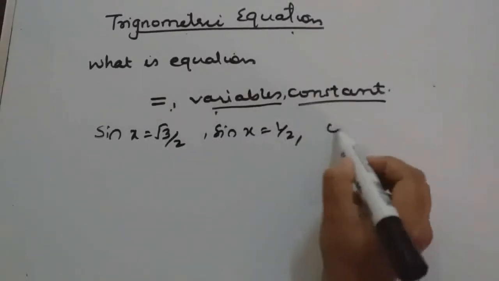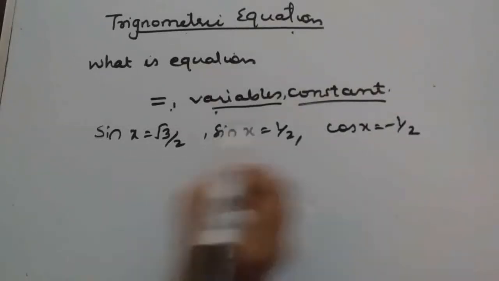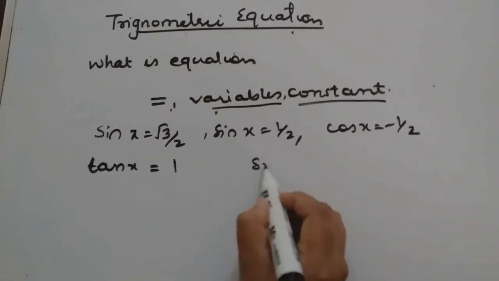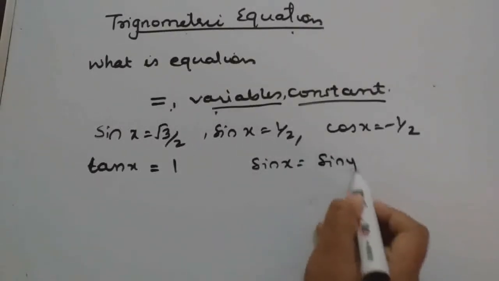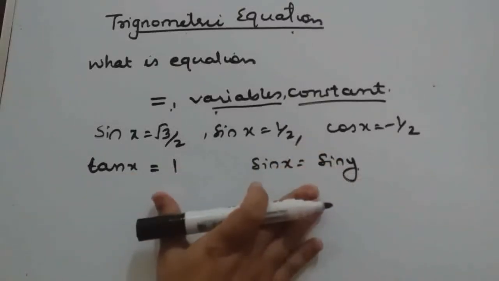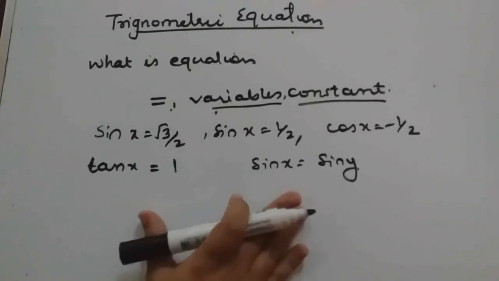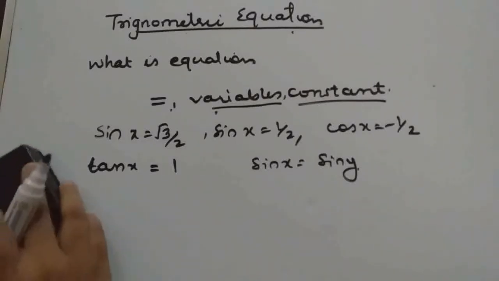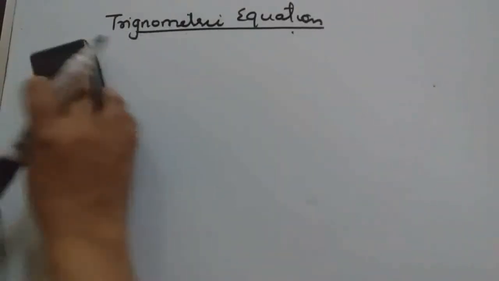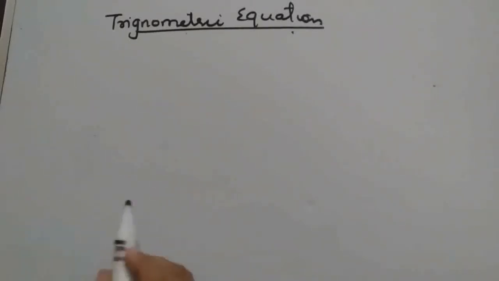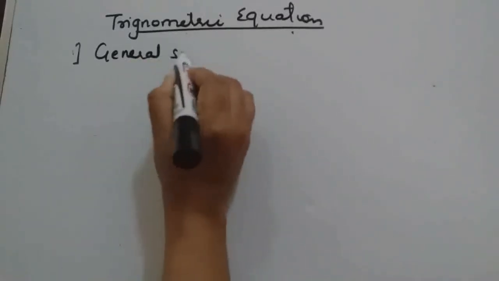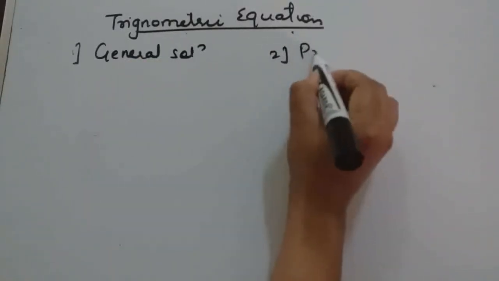by 2, cos x is equal to minus half, or tan x is equal to 1, or sin x is equal to sin y, like that. So these are examples of trigonometric equations. When we talk about an equation, it should have a solution, isn't it? So a trigonometric equation also has solutions, and there are two types of solution a trigonometric equation can have. First one is the general solution, and the second one is the principal solution.